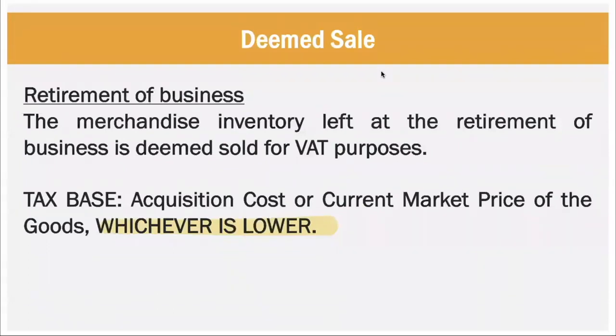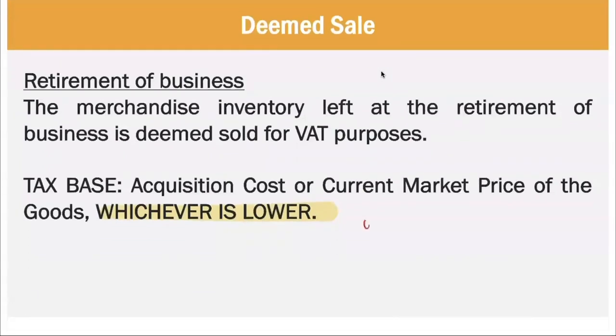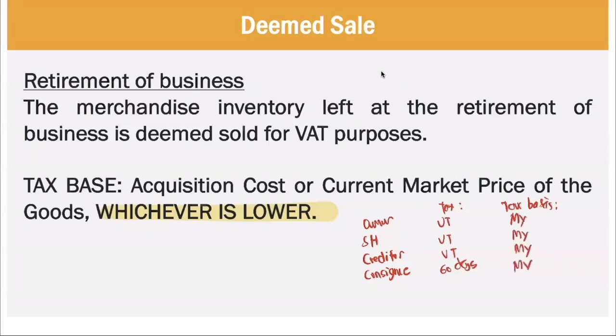So, unlike the four items, transactions to the owner, stockholder, creditor, and consignee, the tax is upon transfer. This is 60 days. Tax basis, in your owner, it is your market value. How about your retirement in your business? So here again, there is a transfer. However, this is like a transfer to the owner.